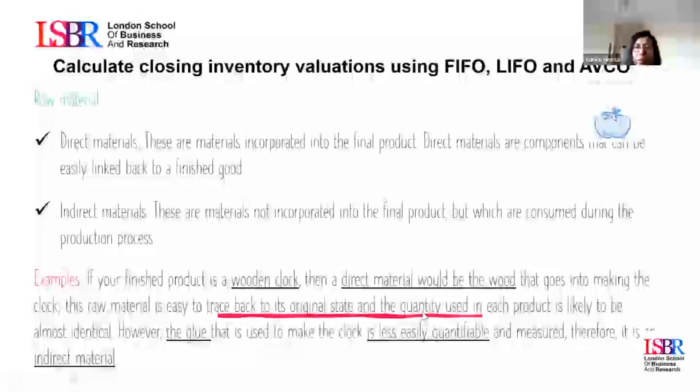So remember, direct material is the main material to create a product, and indirect material is a material that is not easy to recognize in the final product, or that is a process that we need to include or we need to cross in order to have a final product.